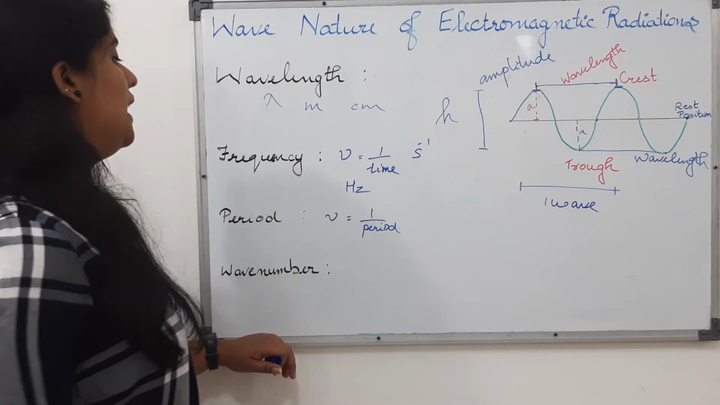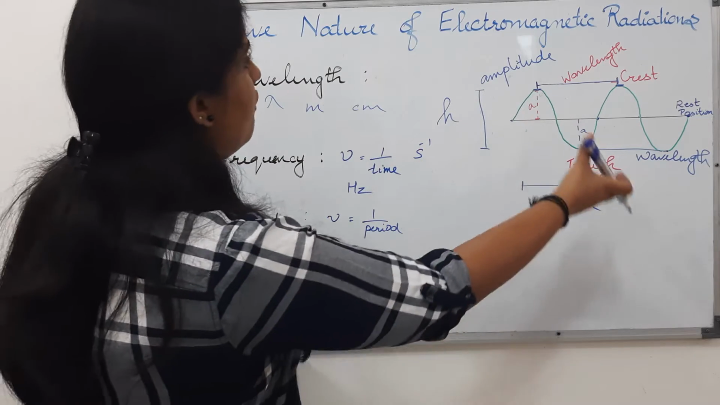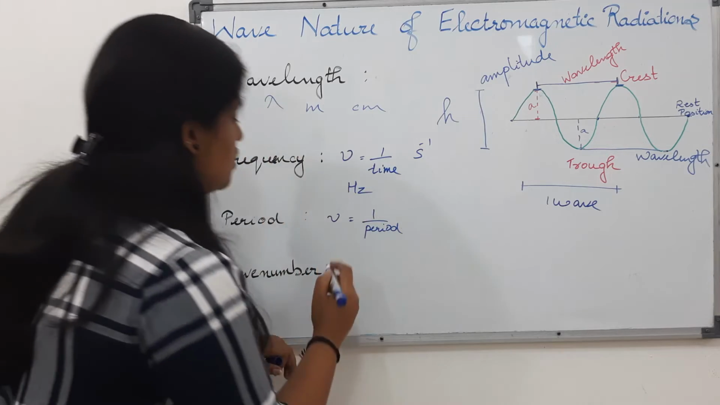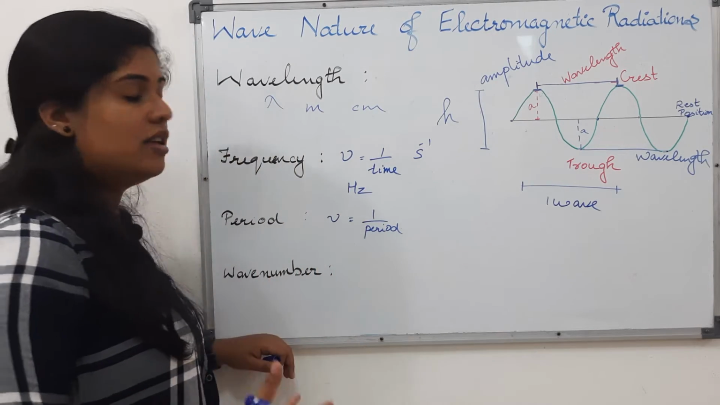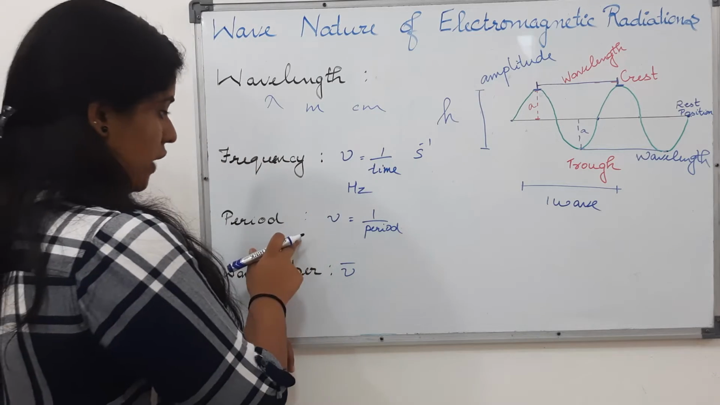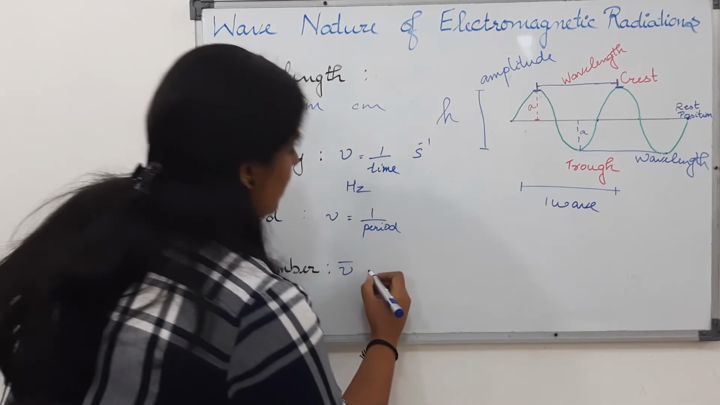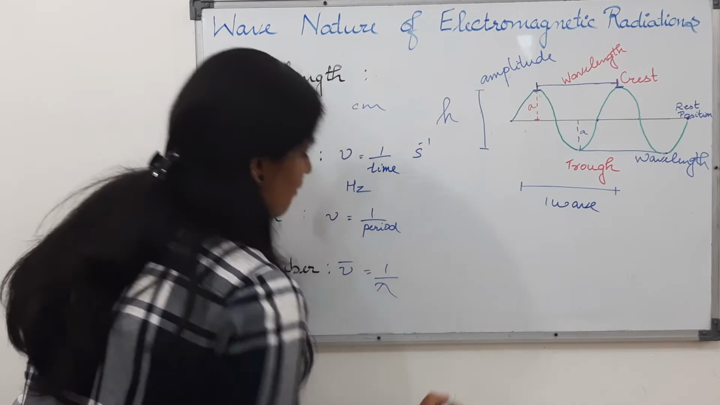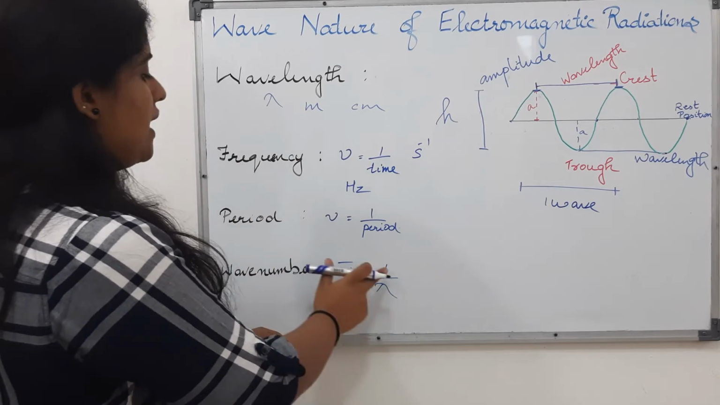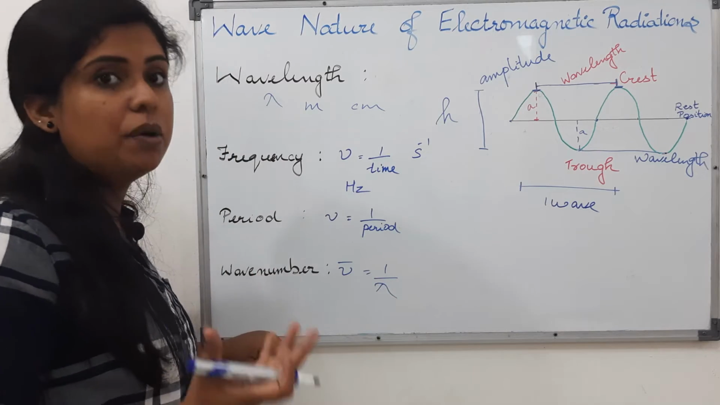Okay. And the last term that represents a wave is the wave number. Wave number is the inverse of wavelength, and it is represented as nu bar. Nu is frequency, but nu bar corresponds to wave number, and this wave number is the inverse of wavelength, 1 by lambda. Lambda is wavelength, and nu bar, wave number, is 1 by lambda, and it is the number of wavelengths per unit length.